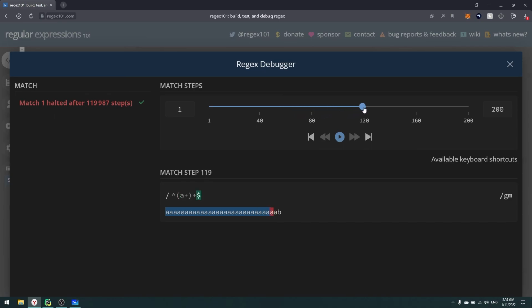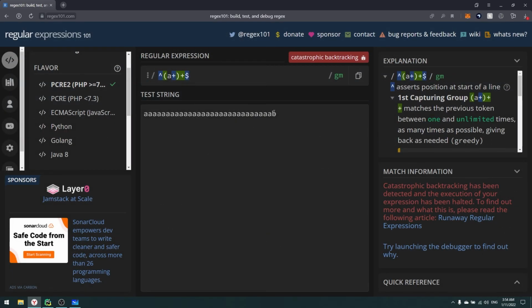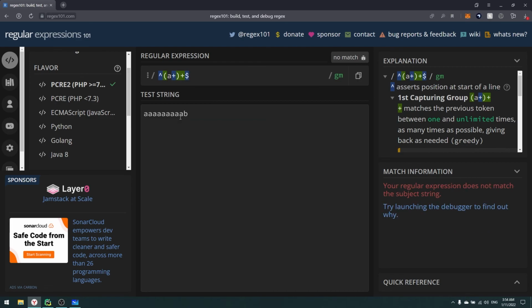Why is that? Because of that plus, the capturing group plus. So that basically means that you use recursion as an algorithm of your regex. That is very, very bad, because once we meet B, we'll never actually meet B because of that A. And what that basically does is we have no match here.